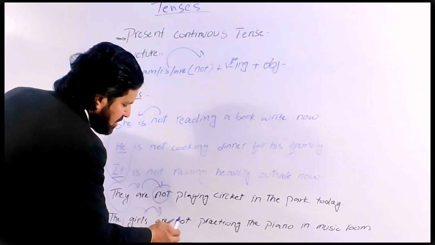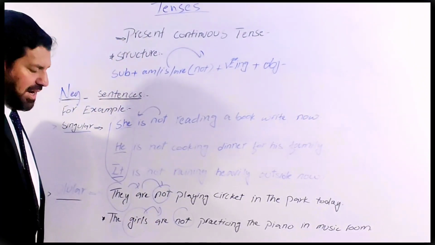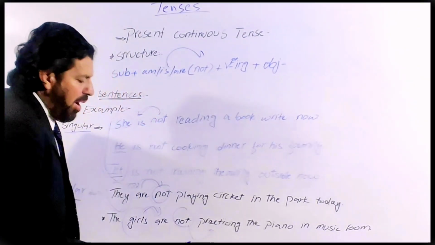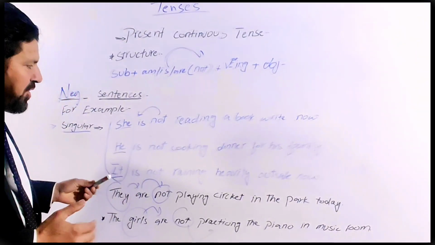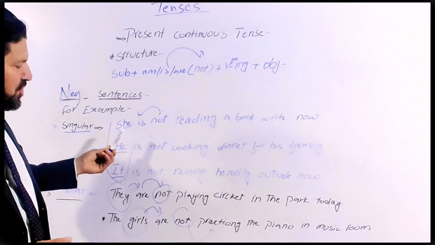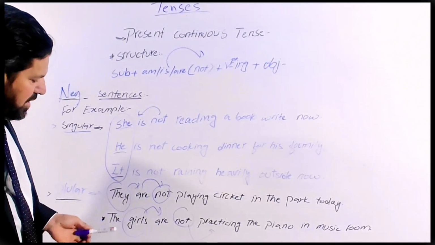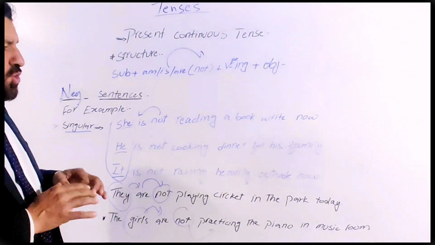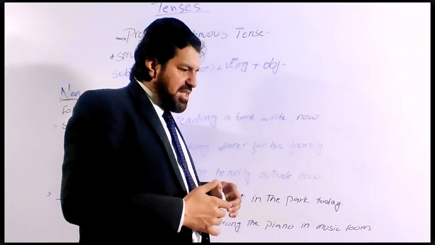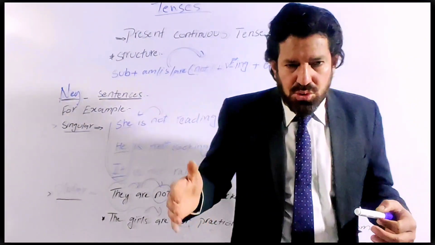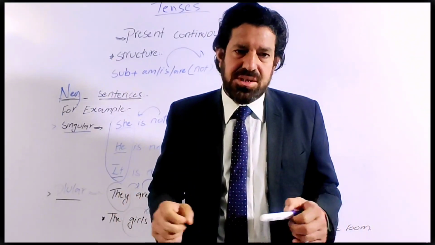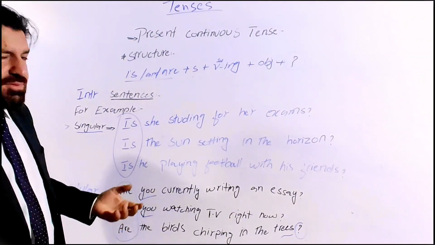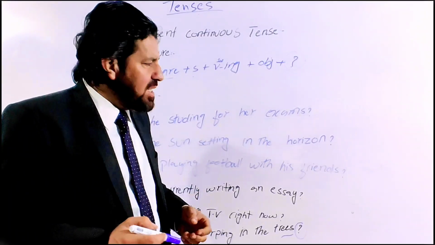So what is "not"? "Not" makes our negative sentence. After that we use the first form of a verb, like practicing and playing, and then the object. In this way we can make negative sentences: she is not, he is not, it is not, they are not, the girls are not. If we use "not" in our sentences, this is called negative. So now we have discussed present continuous tense negative sentences. I hope you understand.